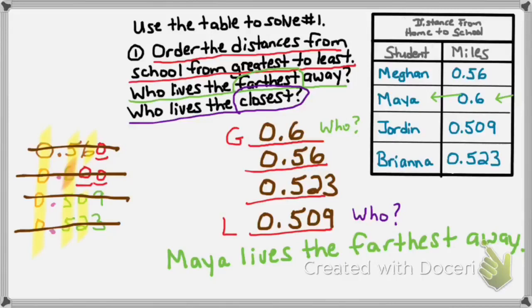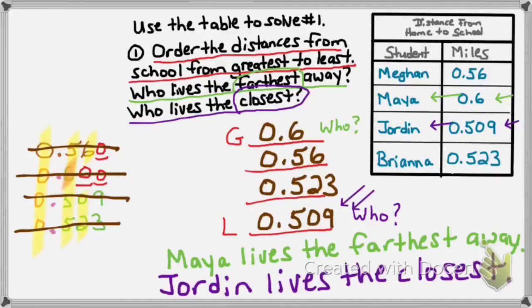My final question asks who lives the closest. So I look down at the purple who right over here, and it says my number is 0.509 or 0 and 509 thousandths. So I have to look on my chart and see who has that distance. It's right there, so that is Jordan. Therefore, Jordan lives the closest.